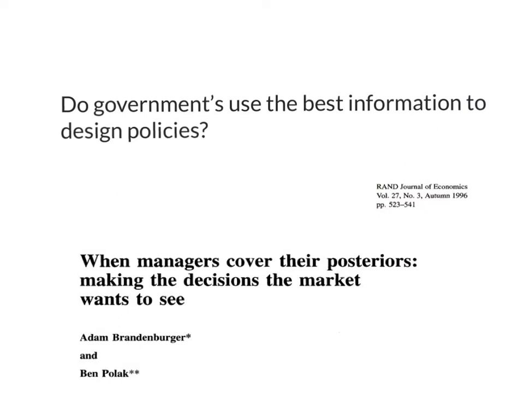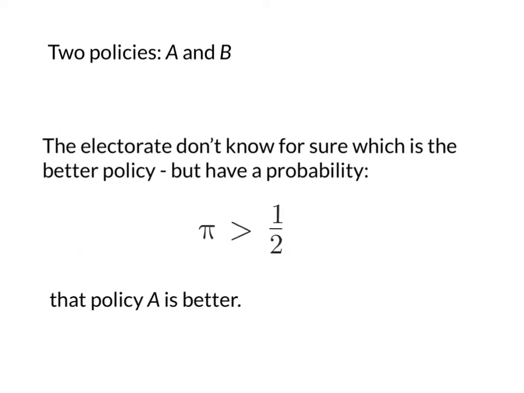The base model that I'm going to use here is from Adam Brandenberger and Ben Polak, an article in the Rand Journal of Economics from 1996, "When Managers Cover Their Posteriors: Making the Decisions the Market Wants to See." Their particular model was designed to understand managerial incentives, but their basic model applies equally as well to governments and thinking about government incentives. To better understand the problem facing government, let's just run through a simple example.